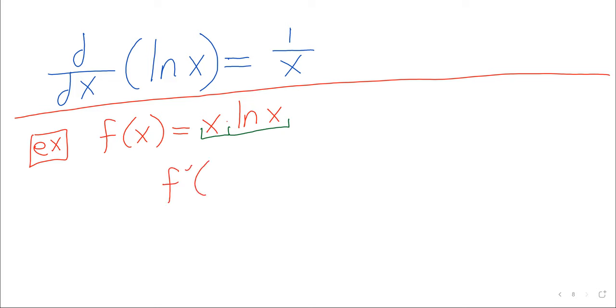To take the derivative, we take the derivative of the first function. The derivative of x is 1. The second function we leave alone. Then we leave the first function alone and take the derivative of the natural logarithm.